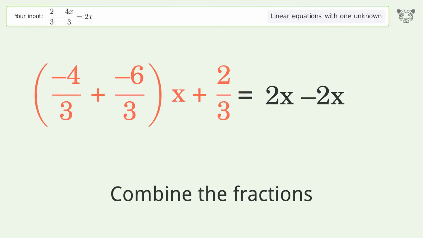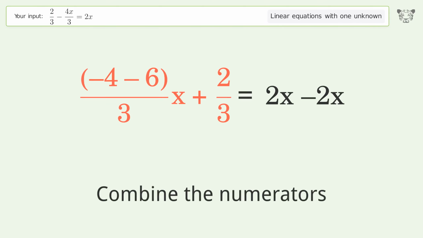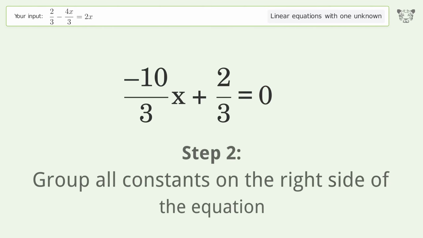Combine the fractions. Combine the numerators. Simplify the arithmetic. Group all constants on the right side of the equation.